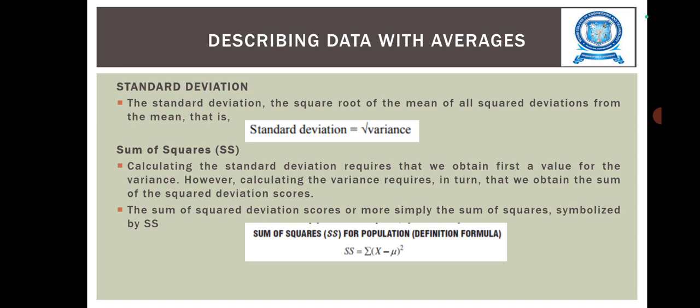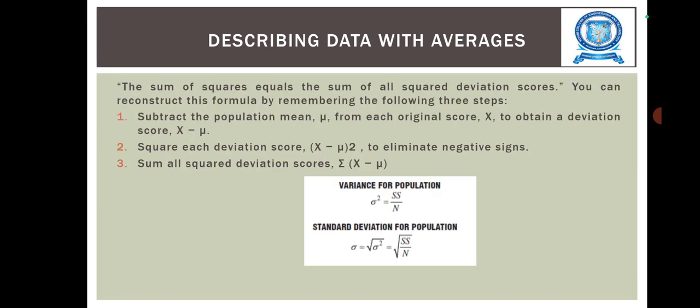Sum of squares. Calculating the standard deviation requires that we obtain a value for the variance. However, calculating the variance requires in turn that we obtain the sum of the squared deviation scores. The sum of the squared deviation scores is more simply the sum of squares, symbolized by SS. Here is the formula for sum of squares: sum of squares equal to the sum of all squared deviation scores.